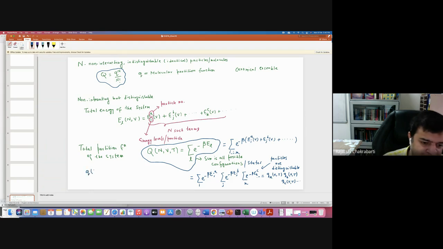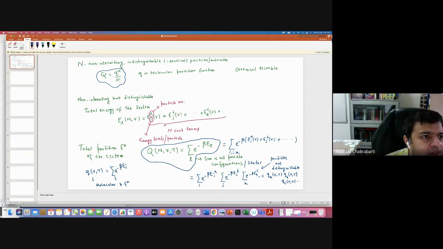In chemistry, chemists would call it, if you're dealing with molecules, this is in general given by this. It's called the molecular partition function. Okay, we are done. We have done this, I think, briefly, but I am just repeating today.